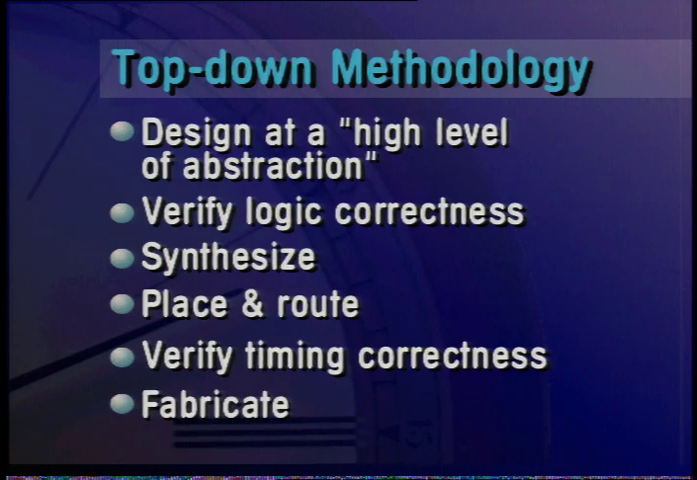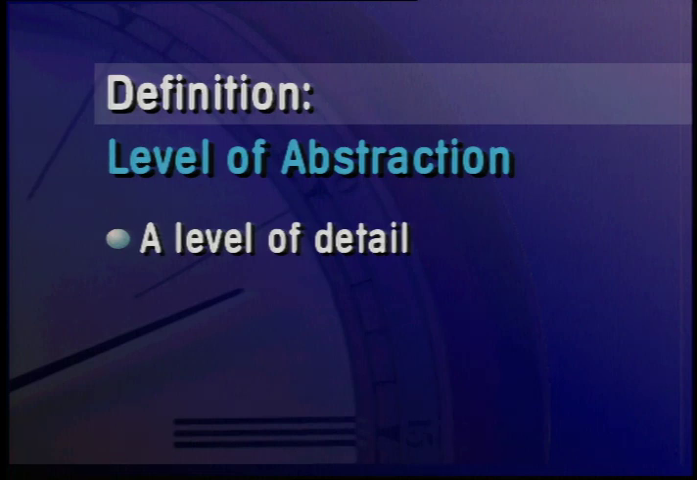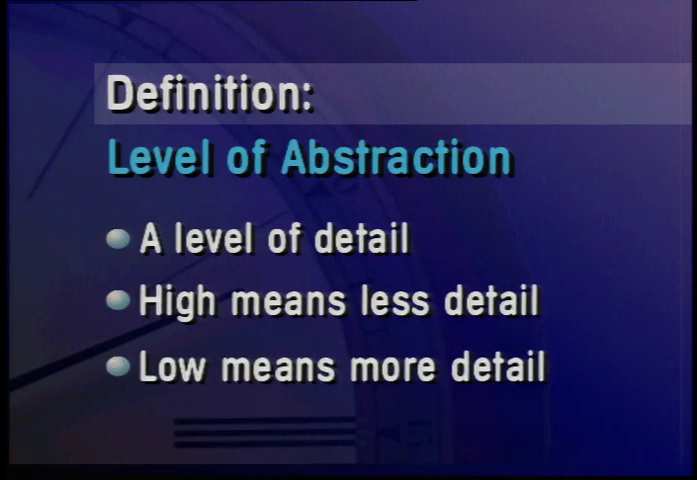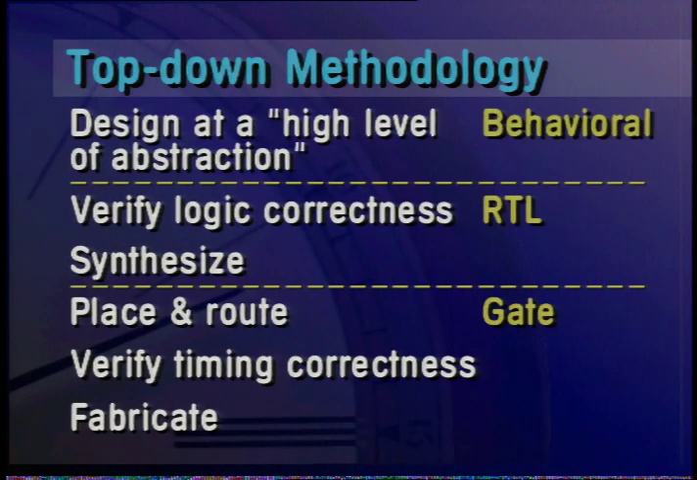Finally comes fabrication. Levels of abstraction, which means level of detail, are associated with the top-down methodology. In general, high level means less detail, and low means more detail. There are three common levels: behavioral, register transfer, or RTL, and gate. These levels are associated with the different steps in the design process, like this.